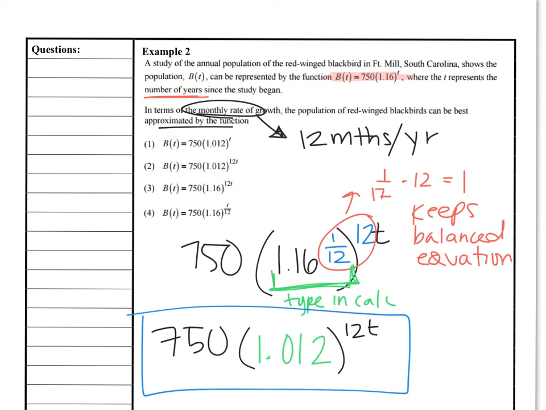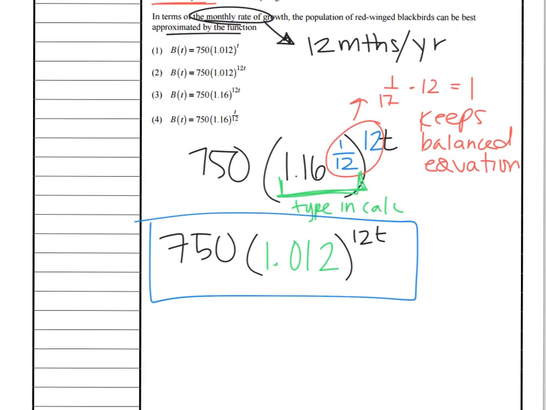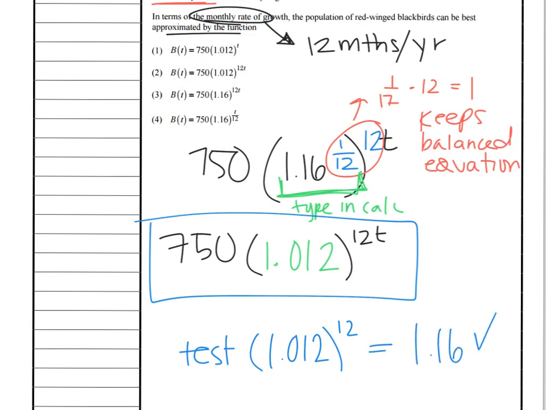And so we can also check the correctness by typing it into our calculator, testing out 1.012 raised to the 12th power, and you should equal out to 1.16, which was the original. So that tells you that you did it correctly. And again, our choice here should be choice 2.